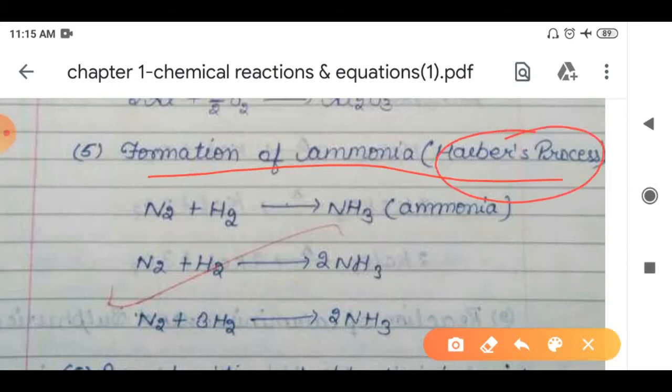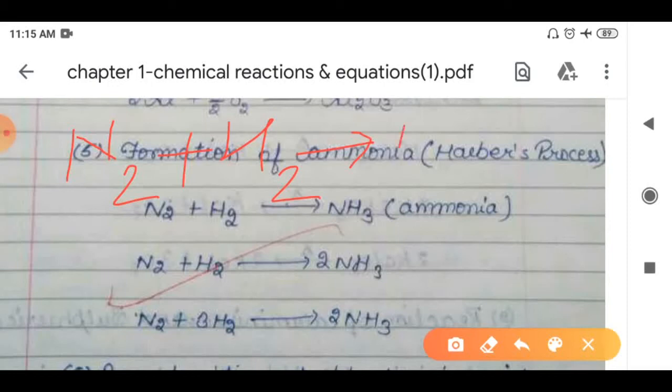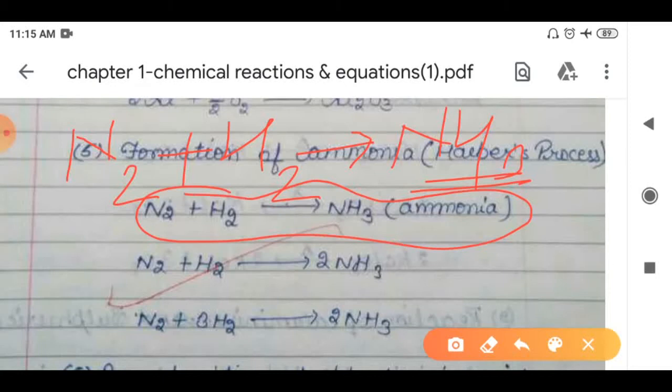Formation of ammonia is called Haber's process, right? And Haber's process says that whenever nitrogen is reacted with hydrogen, at that time ammonia is formed. This is the simple chemical equation which is present in Haber's process. So whenever nitrogen is mixed with hydrogen, then ammonia is formed.